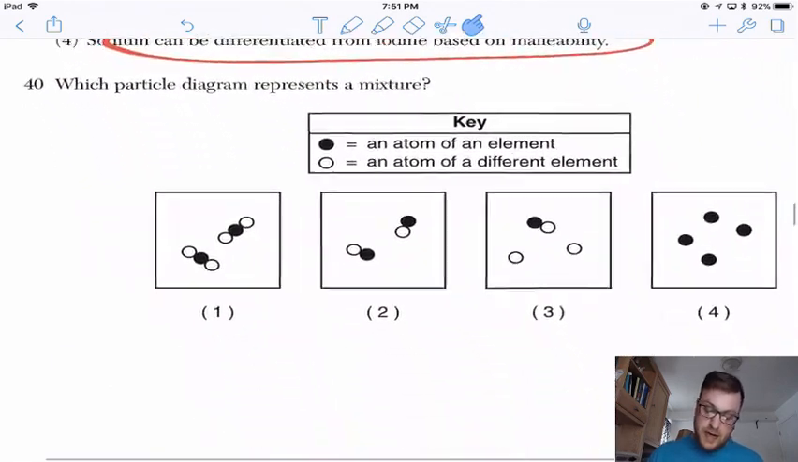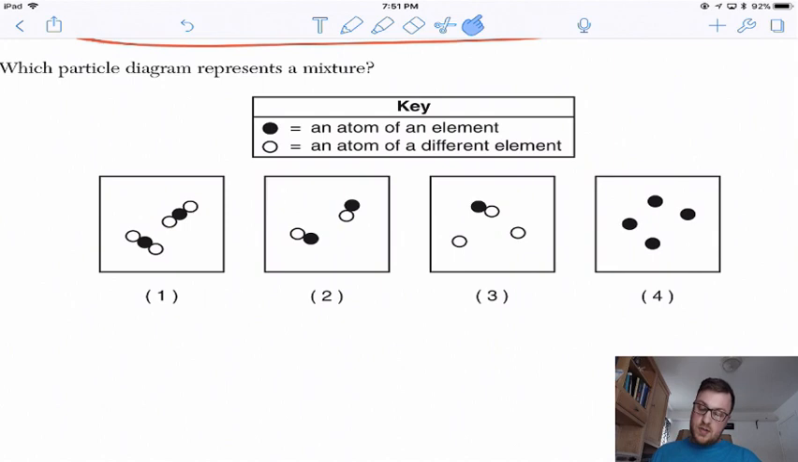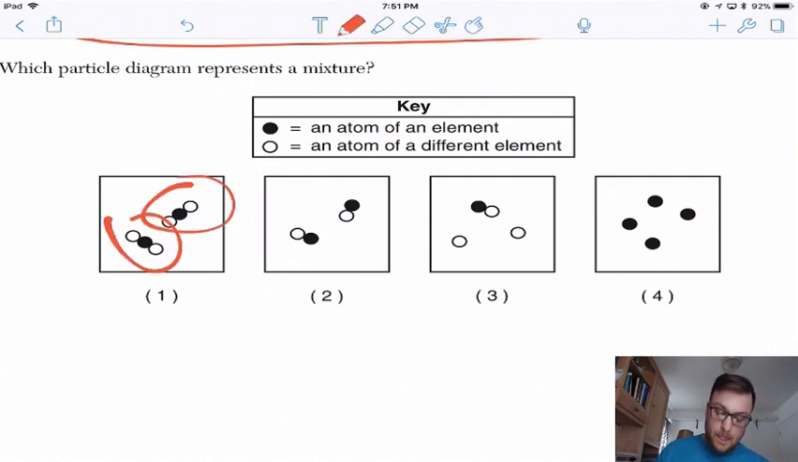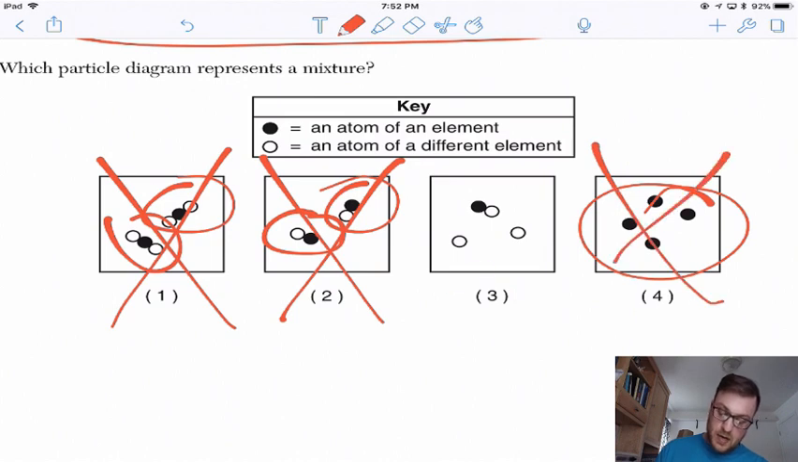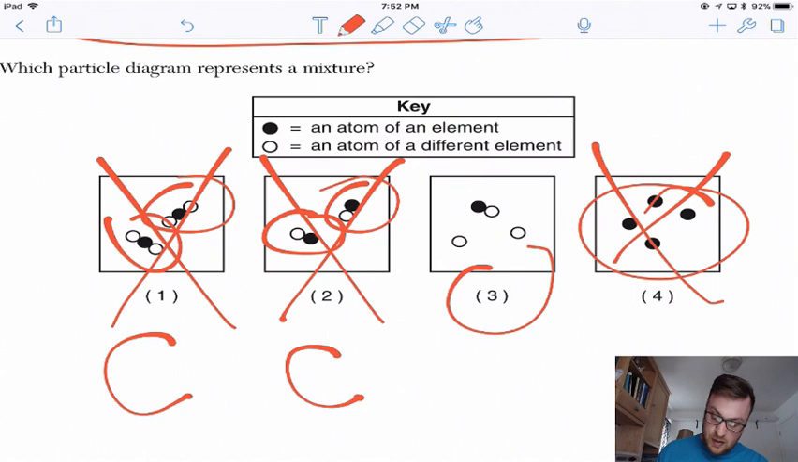Which particle diagram represents a mixture? So, we need a particle diagram that's composed of 2 or more different substances. Those 2 are the same. Nope. Those 2 are the same. Nope. Those are all the same. Nope. 3. This is a compound, this is a compound, and these are elements.